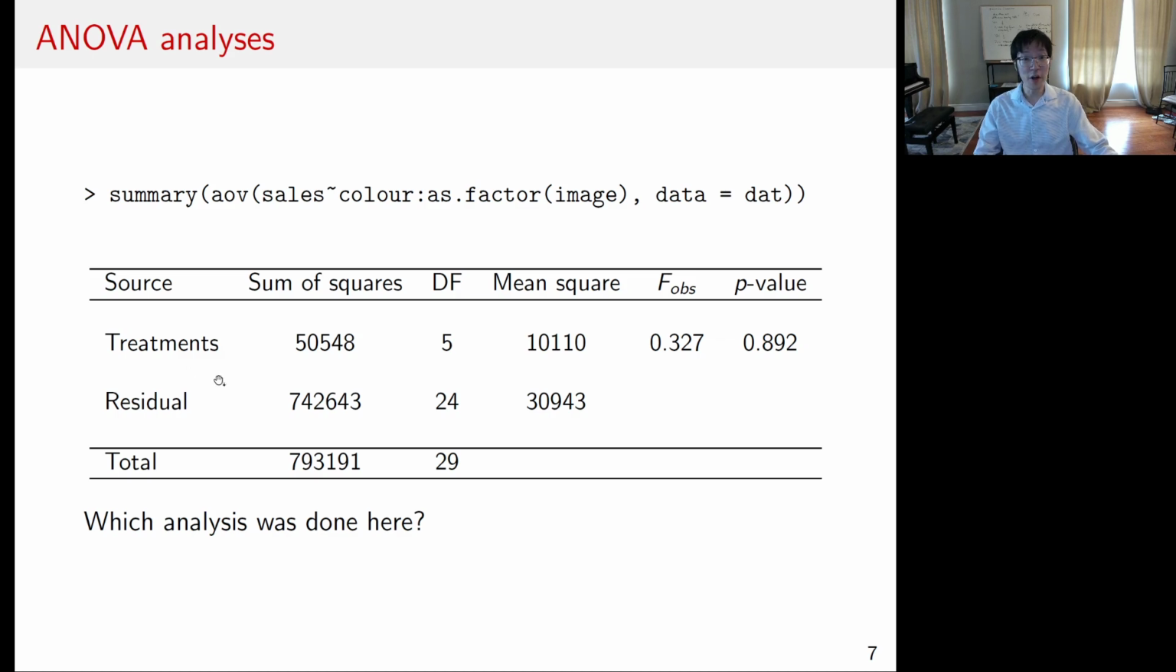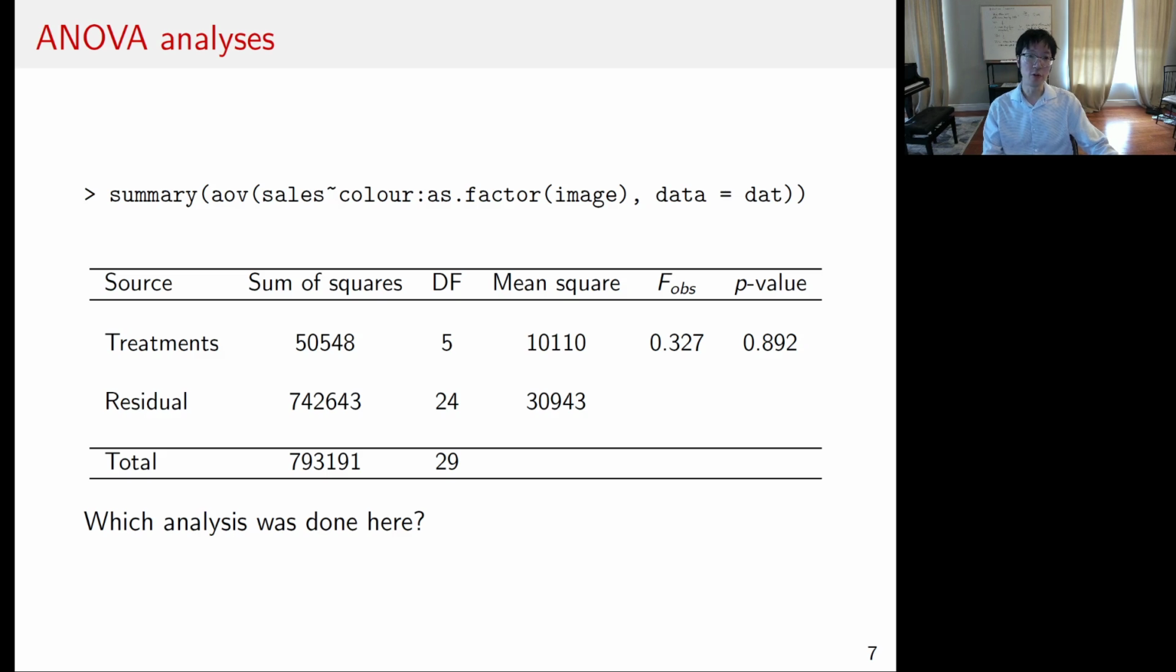So is that the correct analysis here? Well, no, because this ignores the blocking variable. Okay, so you see here again we have the factor A colon factor B. Okay, and then you can wrap it using as factor, so that R will treat it as a factor rather than as a number. Okay, so this just takes the 6 treatments. So that's the ANOVA for CRD with 6 treatments.